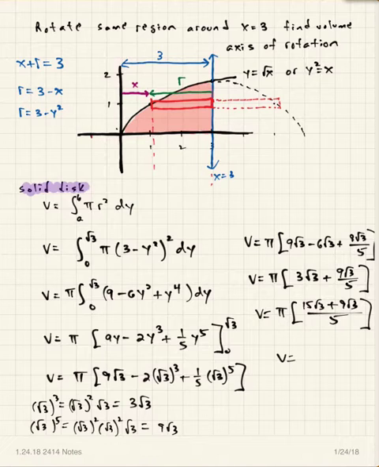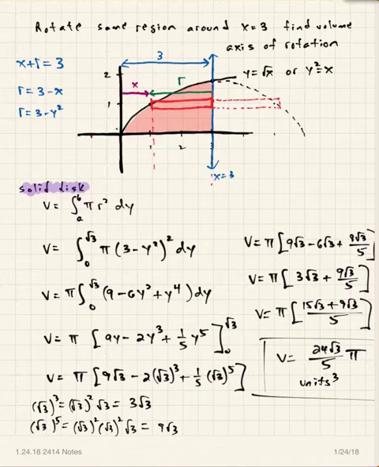And so finally the volume is going to be 24 square root of 3 over 5 times pi. And again, cubic units. And that would be our volume for that solid we are generating right there.